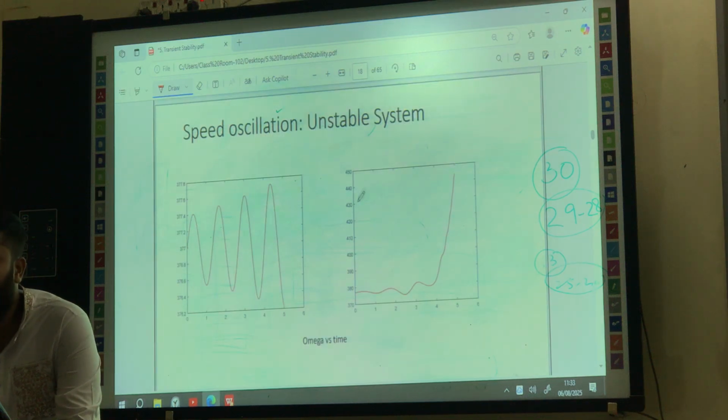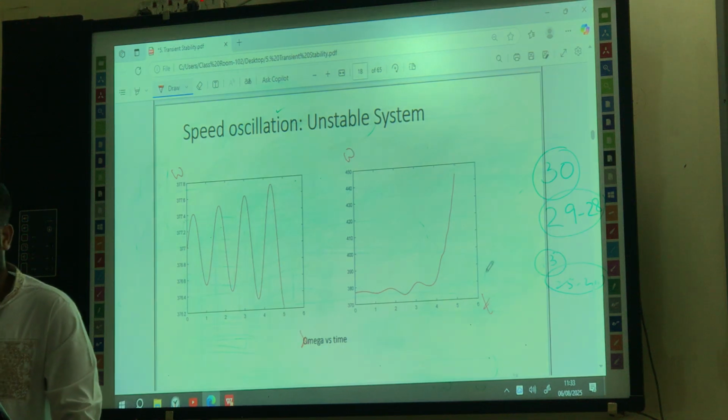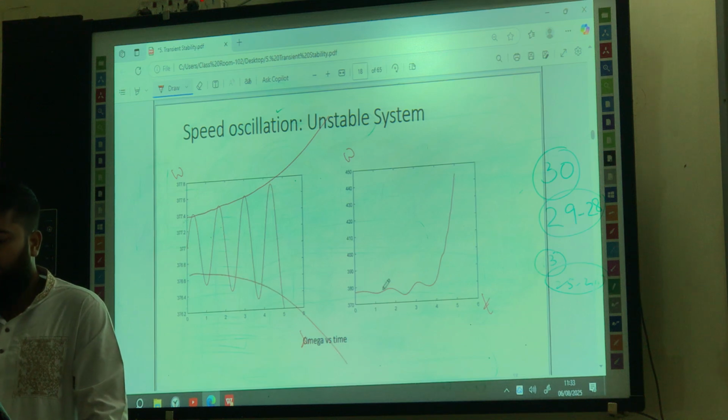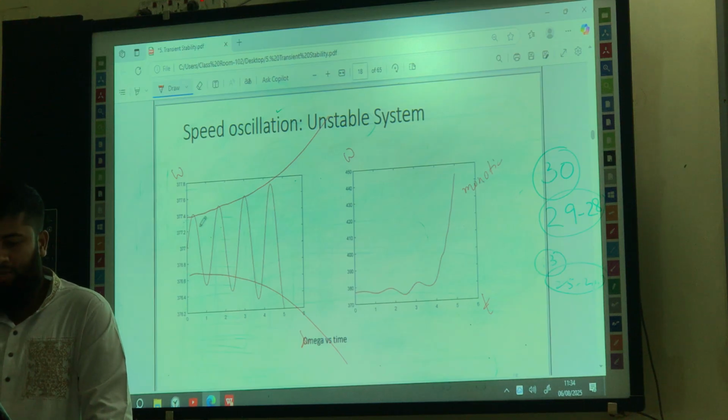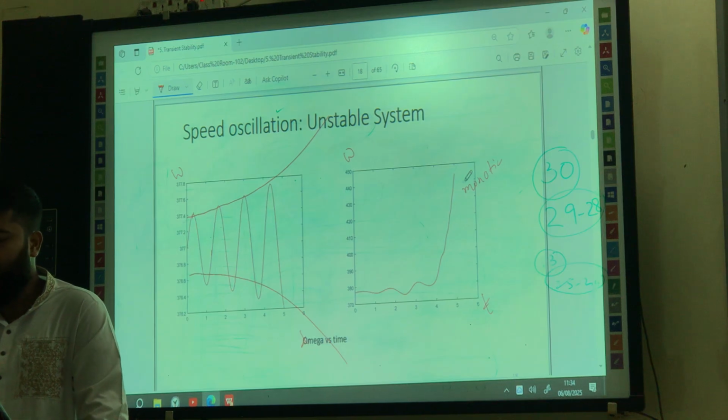What will be the unstable state? What can be the omega versus T curve? It can be two types. Either it will grow exponentially like this, or it will grow like this in monotonic fashion. Monotonic means only in one direction, right? But here you can see sometimes it is increasing, then decreasing, again increasing like this. So this is exponential growth, and this is some kind of monotonic oscillation.